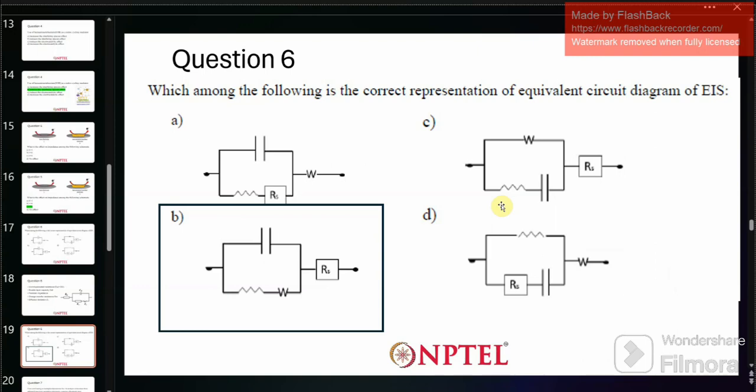So you will have a capacitor in parallel with a resistor and the diffusion limitation, and then the entire setup will be connected in series with the uncompensated resistance.